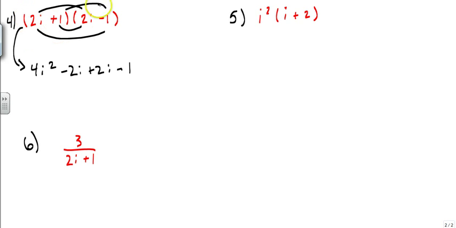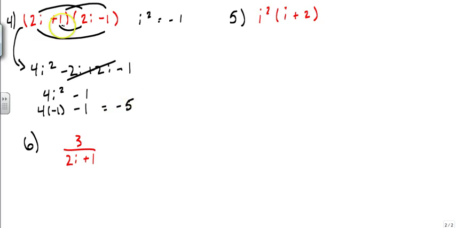Now this should look familiar. Anytime you have a binomial times a binomial and they're the same numbers, just different signs, that's a difference of two squares. So the middle will always cancel. And that leaves me with 4i squared minus 1. But this can simplify even further because according to definition, i squared equals negative 1. So I can actually simplify this even more by saying 4 times negative 1 minus 1, which is negative 4 minus 1, which equals negative 5.